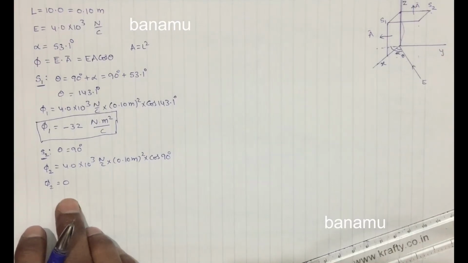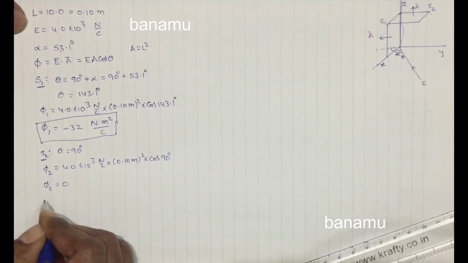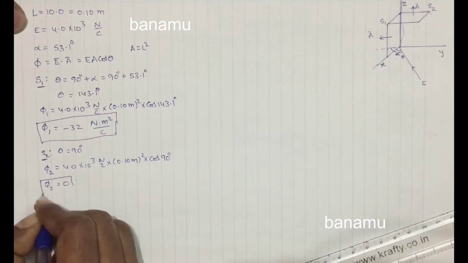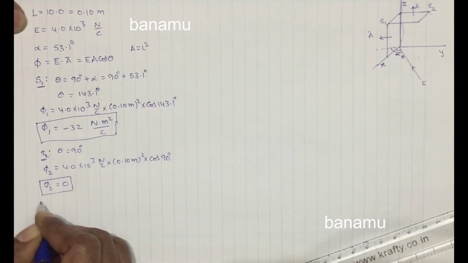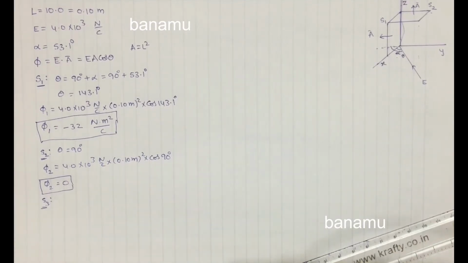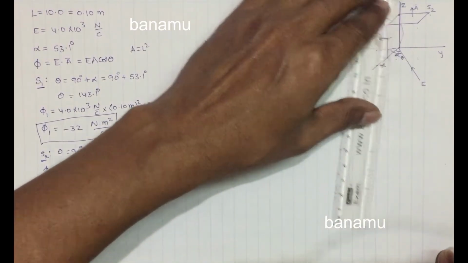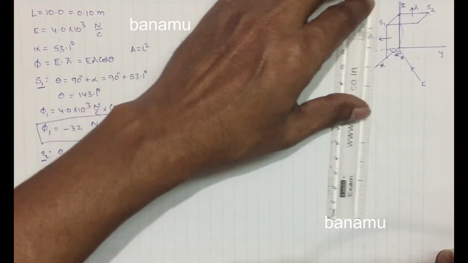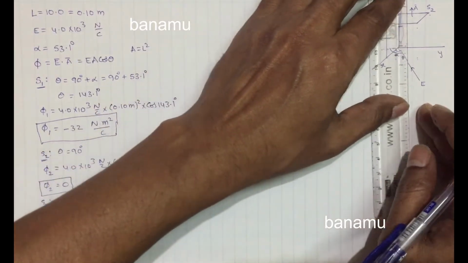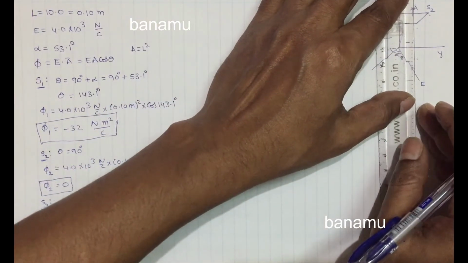So phi 2 is equal to 0, and consider the surface S3, where surface S3 is the right side of the cube. Draw the figure, the surface S3.